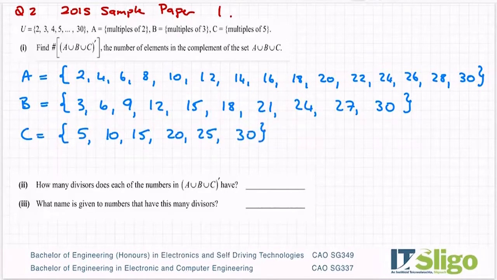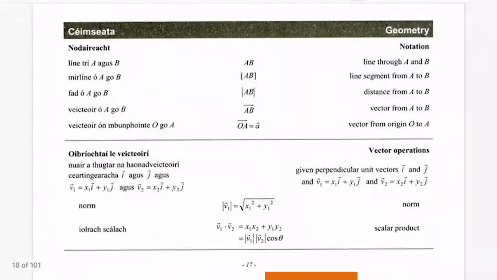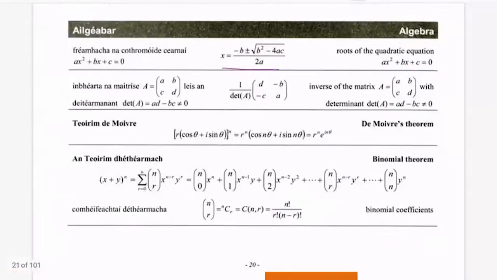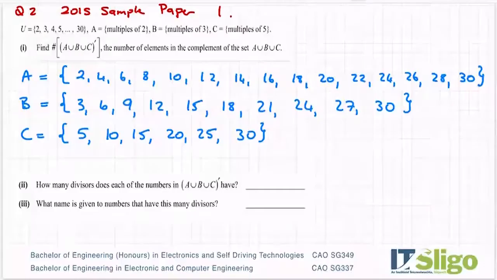Okay, so then we were asked to find hash of A union B union C complement, the number of elements in the complement of the set A union B union C. Right, a lot of sets language there. So I'm just going to go to the page in the log tables that does a little bit of sets language. Here it is. Okay, so we have intersection, we have union, we have the null set. It can be a little bit useful to help you with some of the language of sets.